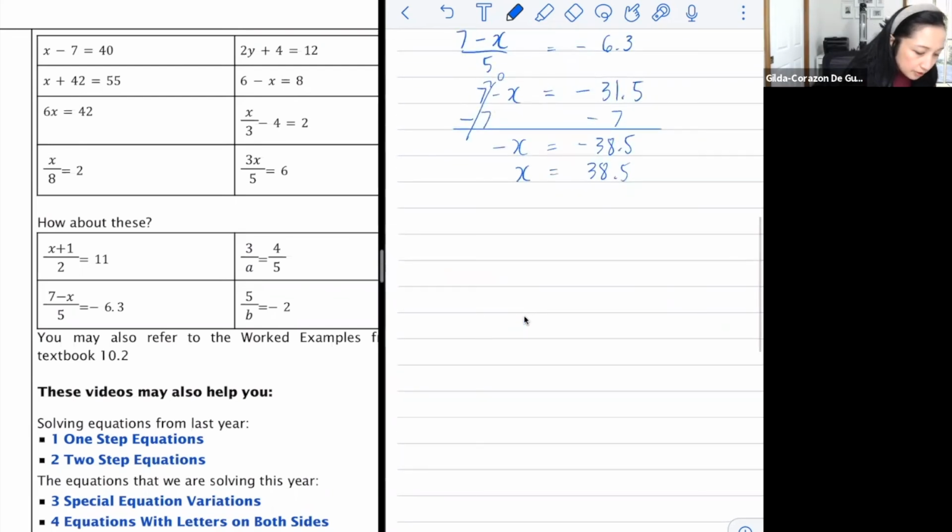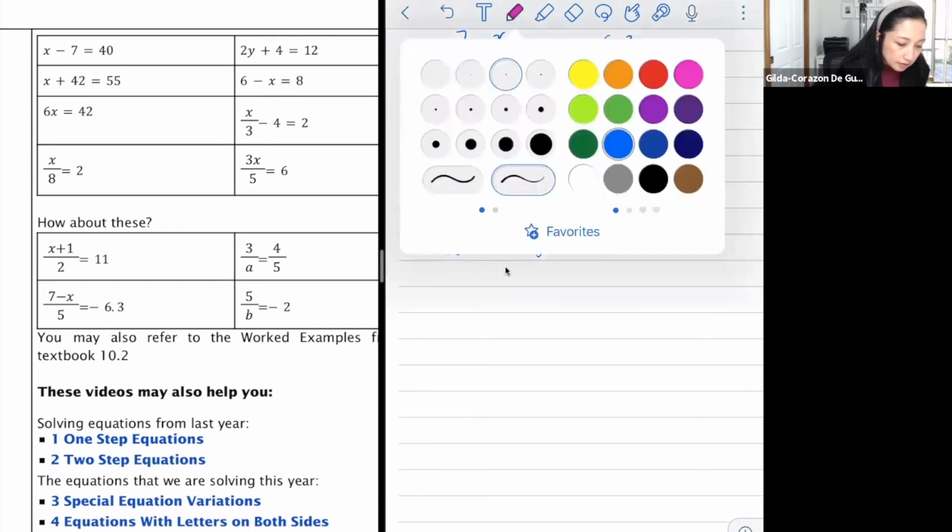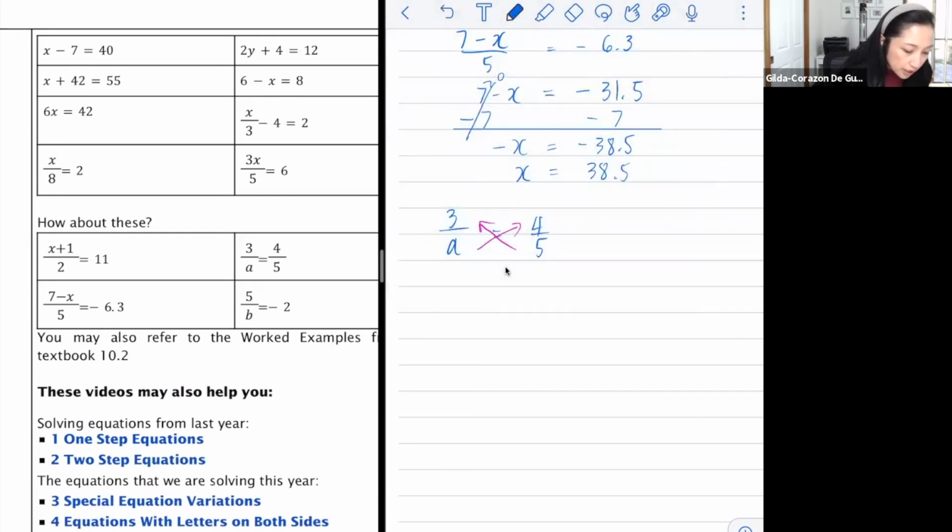Let's have this one here. So you've got 3 over a equals 4 over 5. What you can do here is to get rid of your denominators by cross multiplying. What do I mean? So you multiply a by 4, and you multiply 5 by 3. Okay, so if we do that, we have 5 times 3, we get 15, and you multiply 4 by a, you get 4a, right? And for you to get rid of the 4, you divide both sides by 4.